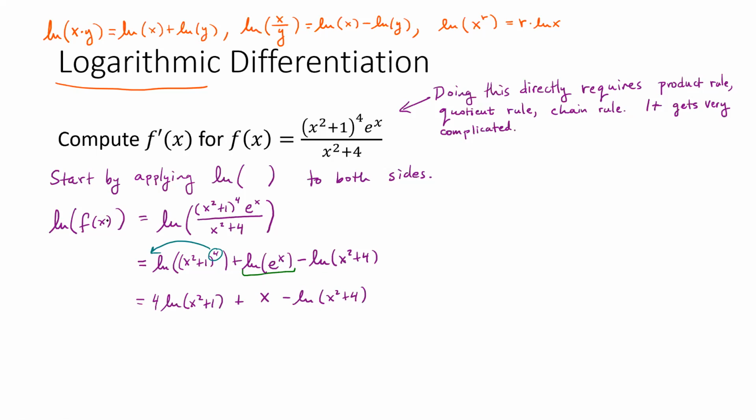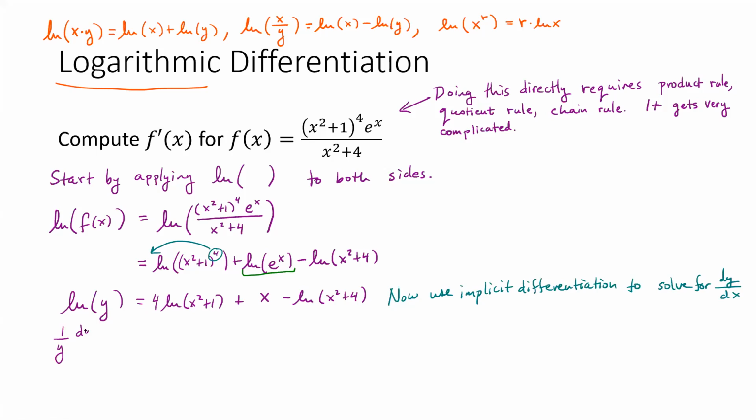So in a sense, let me write this, instead of ln of f of x, I'm going to write ln of y. We can now find dy dx using implicit differentiation. So now use implicit differentiation to solve for dy dx. Okay, so we know the derivative of ln of y is 1 over y dy dx.